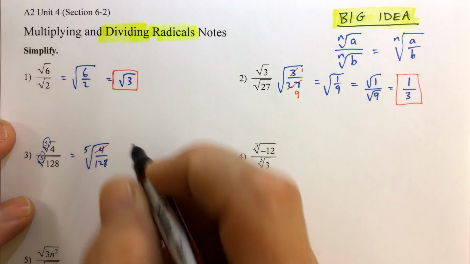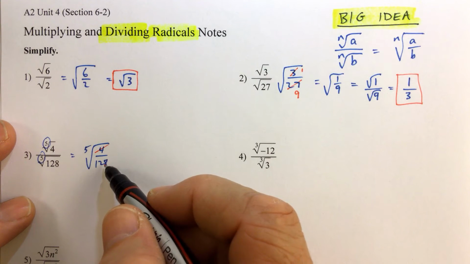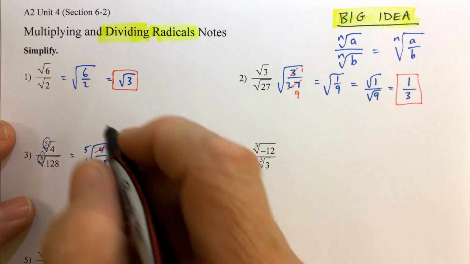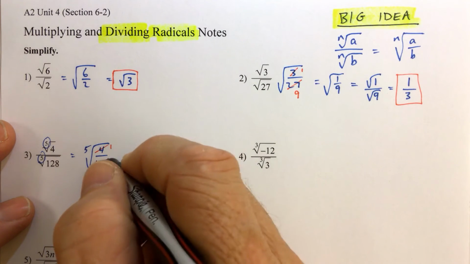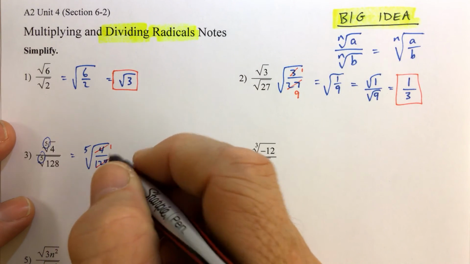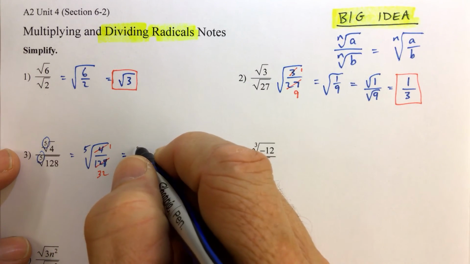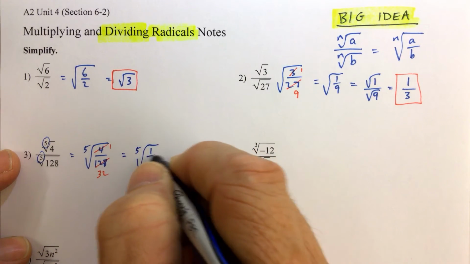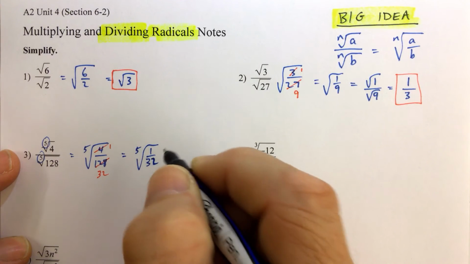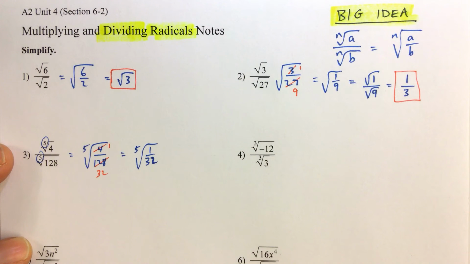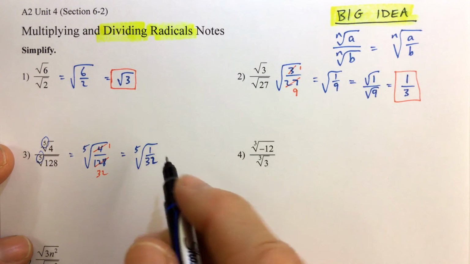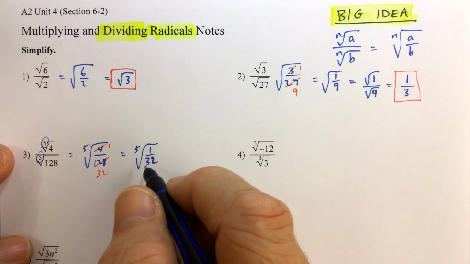Since these are both even, if you think about dividing 128 by 4, I first divide it by 2, I get 64, and if I divide that by 2, I get 32. So that means that 4 times 32 is 128. And so what you end up with is the fifth root of 1 over 32. If we know our powers of 2, we know that 2 to the fifth is 32. So we have a perfect fifth root right there.